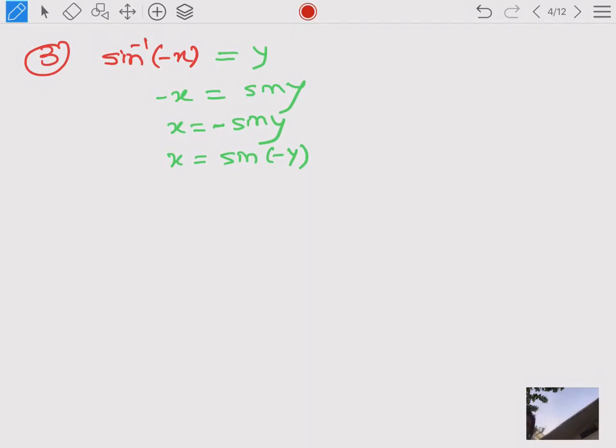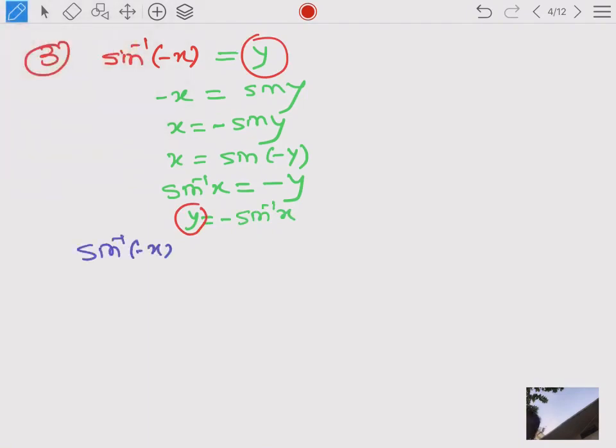So now students, if we take the inverse again, then sine inverse of x is equal to minus y, so y is equal to minus sine inverse x. So we have to now compare this y and this y. So the rule will become that sine inverse of minus x is equal to minus sine inverse x. I hope you all understood these things. So these are the only three formulas we have to learn. If sine inverse of minus x is equal to this, then definitely similarly cosec inverse of minus x is also minus cosec inverse x.